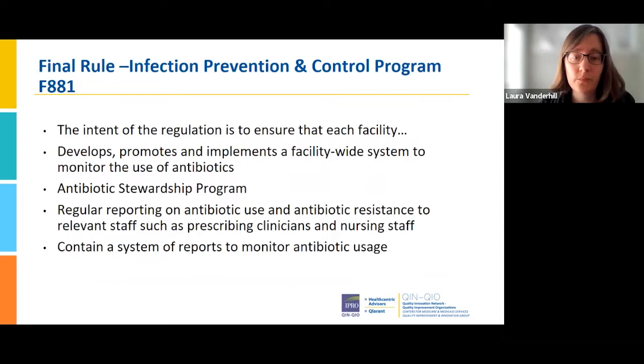Also within the final rule, section F881 is specific to an infection prevention and control program. The intent of F881 is to ensure the development, promotion, and implementation of a system that is facility-wide to monitor the use of antibiotics. Mentioned in this section is an antibiotic stewardship program for the regular reporting of antibiotic use and antibiotic resistance to any relevant staff that are described as prescribing clinicians and nursing staff. That system of reports should also contain antibiotic use monitoring.